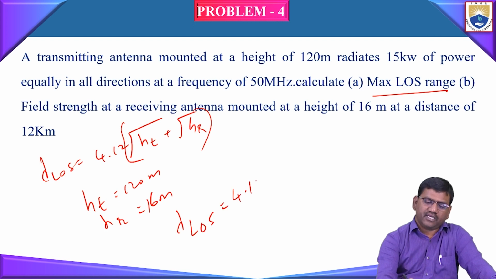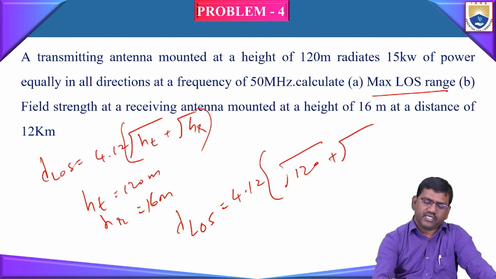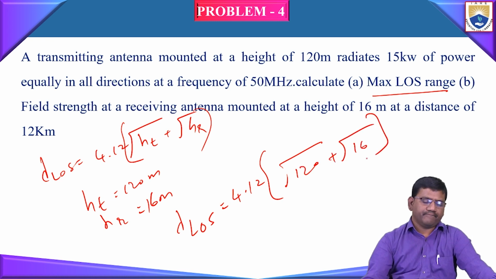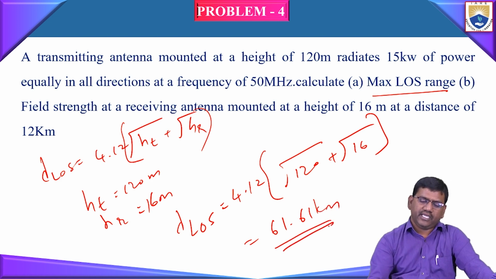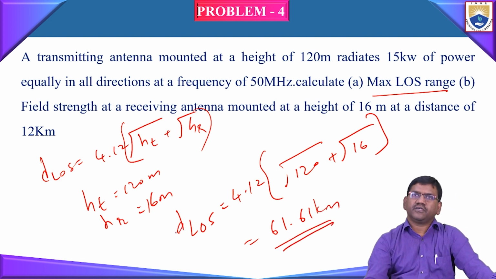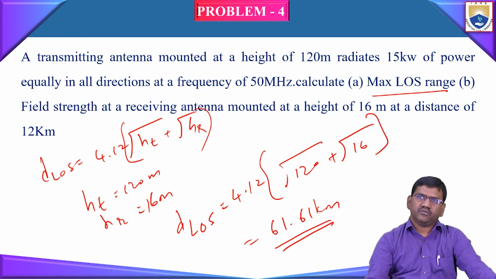So as per the formula, we can calculate root HT, it is root 120, plus root 16 here. So 4.12 into root HT plus root HR, you will get 61.61 kilometers. So DLOS is equal to 4.12 into root HT plus root HR. If we simplify, you will get 4.12 into root 120 plus root 16. It is equal to 61.61 kilometers.